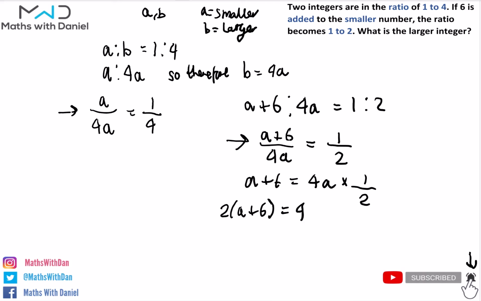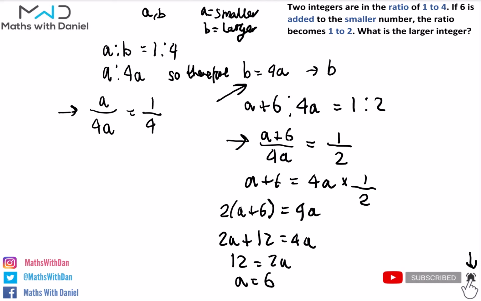right? And then we just have an equation that we need to solve. So we're going to have 2A plus 12 equals 4A. Then if I bring the 2A to the other side, I'm going to get 12 is equal to 2A. So that means A is equal to 6. And then remember, right over here, B was equal to 4A. If A is 6, that means B is equal to 4 times 6, which is 24.